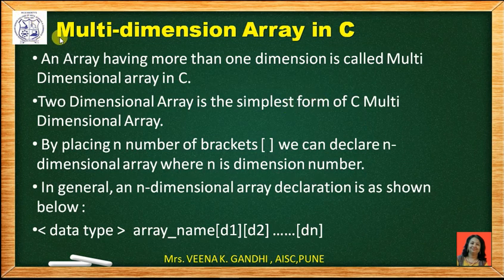Now next is multi-dimension array in C. Two-dimension is also a part of multi-dimension array. An array having more than one dimension is called a multi-dimension array. By placing n number of brackets, we can declare the n-dimension array, where n is the dimension number. In general, we can declare an n-dimension array or multi-dimension array as follows. First specify the data type, then array name, and then specify the dimensions. So D1, D2, D3 are dimensions.